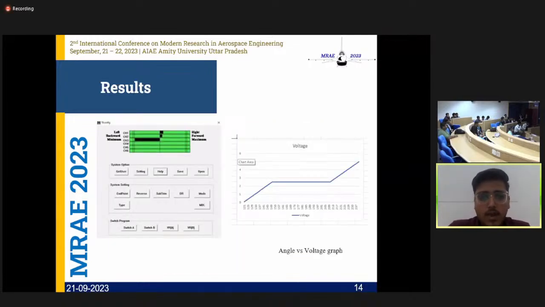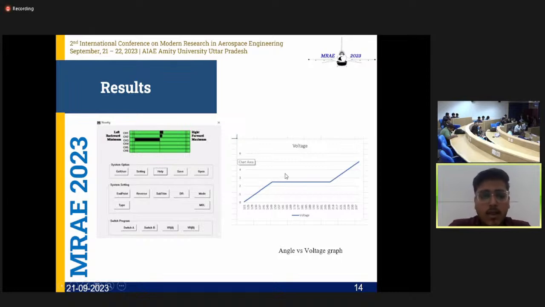So first things first, we can see the graph over here. Basically, the flat line is the 150 to 210 marginal error, where the drone will be in steady state. Then, if the angle decreases from 150 degrees, it can be seen the voltage is dropping to 0, and if the angle increases from 210, the voltage is increasing to 5 volts.